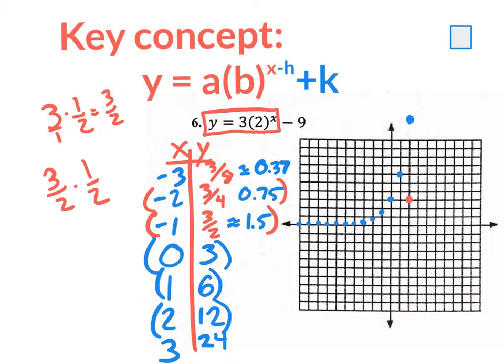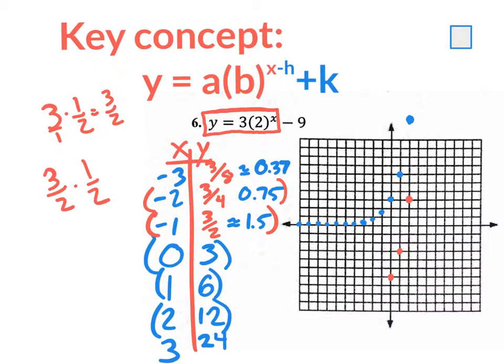Okay, and then we're going to move this next one 9 units down. 1, 2, 3, 4, 5, 6, 7, 8, 9. Putting a dot right there. 1, 2, 3, 4. Right there. And then we're going to move the other coordinate, this one, 9 units down. 1, 2, 3, 4, 5, 6, 7, 8, 9 right there.